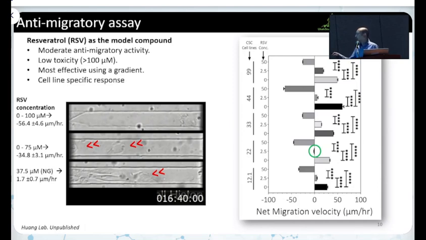Of course, you're not going to be able to use the really high concentration, but what really matters to us is, can this compound inhibit migration in a low concentration profile? We found it works in some cases, for example cell line 22, but not in other cell lines. So this provides a very good platform to screen this compound, and also to show the patient-specific responsivity.